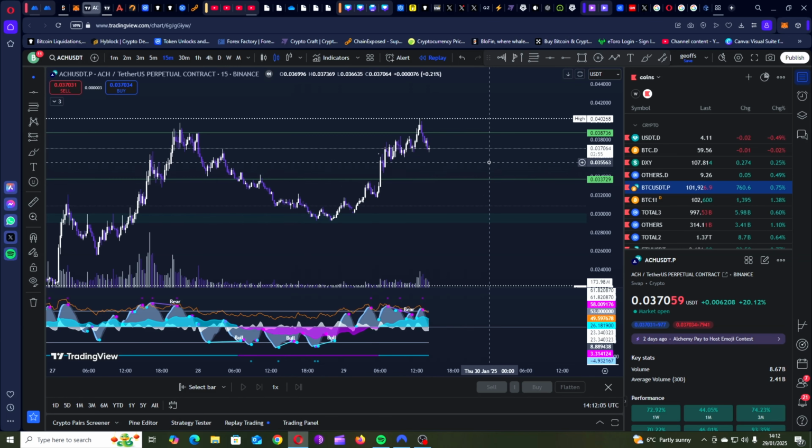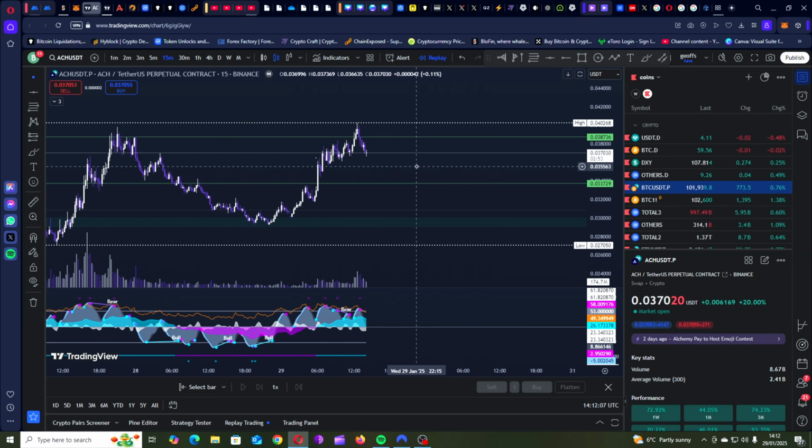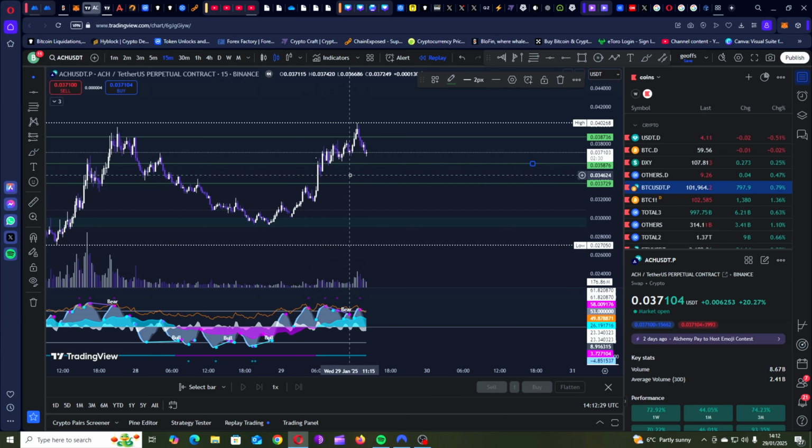Okay? At the minute, we're doing something very similar. This is structure. That there was structure. We've lost it. We've come up, we took liquidity. We've lost structure. Me, I'm going to be waiting because now what we've got, we have structure here now in this coin.